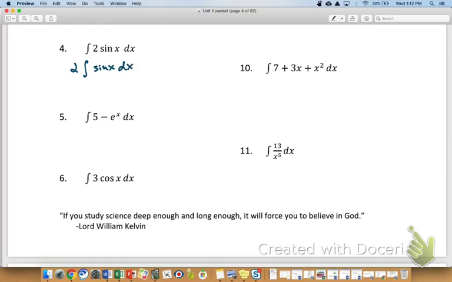And then as long as I can remember what the antiderivative of sine of x is, I'm good, right? So what's the antiderivative of sine? It's the opposite of the derivative, right? Yeah, so it'd be 2 times negative cosine of x plus c, probably better written as negative 2 cosine of x plus c. And I'm done. You can always check this by doing a derivative, and hopefully you get a happy result.